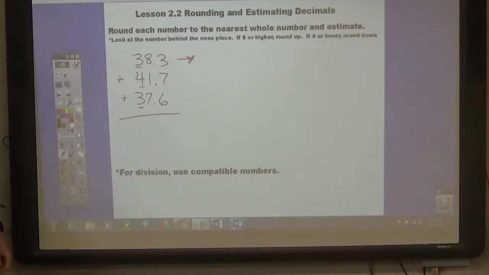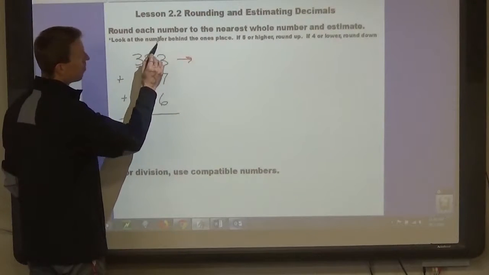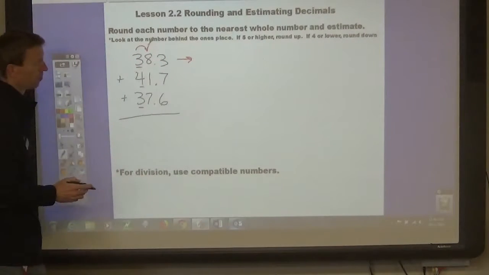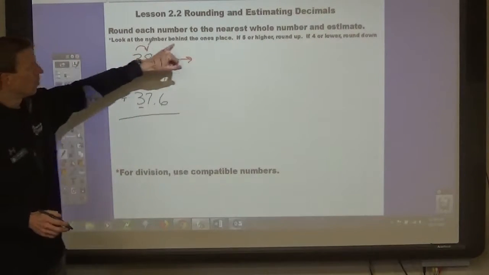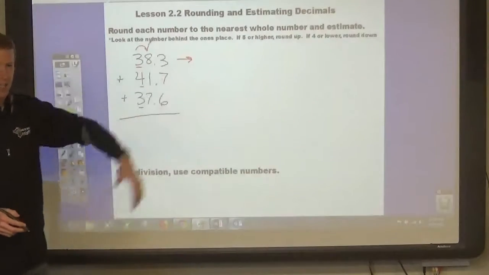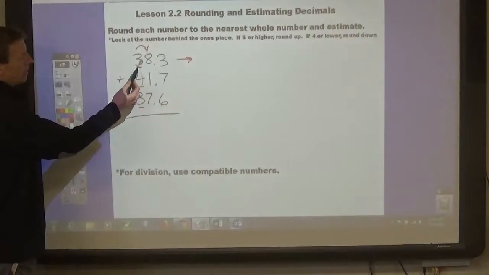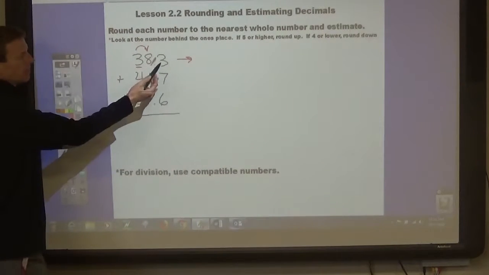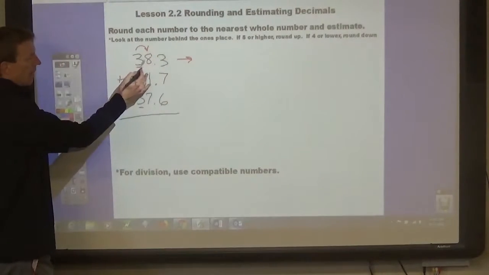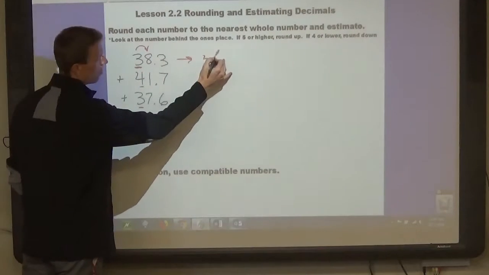So 38.3. Anytime you're rounding, you would look at the number behind the place that you're rounding to. So if it was rounding to the nearest whole number, you'd look at the place behind that. In this case, we look at the 8, and since it's a 5 or higher, you round up to the next number. So 38 and 3/10 would round to 40.